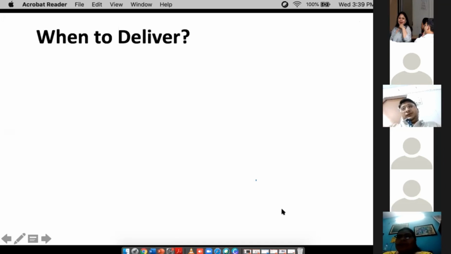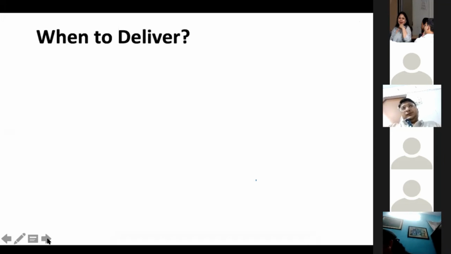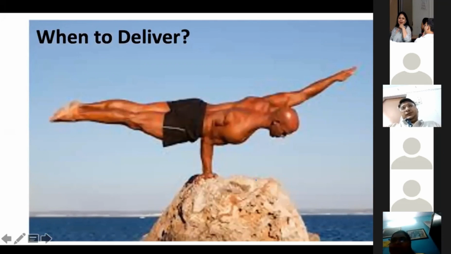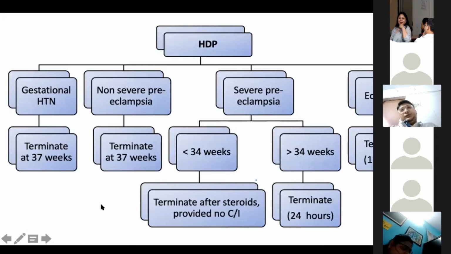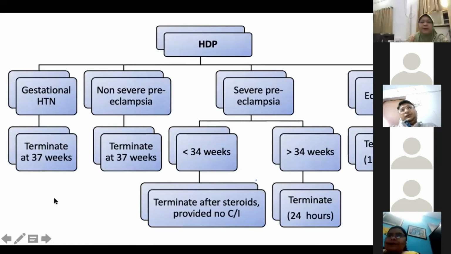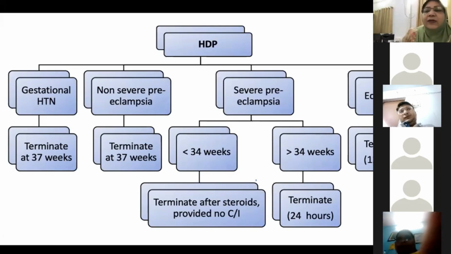Okay, so I'm really happy that most of you already know the management, and I put this picture here just to emphasize one point, and that is our primary responsibility is to prevent maternal mortality. So we are not worried about the baby whenever the mother is in danger. So if she has severe preeclampsia or eclampsia, you will terminate.